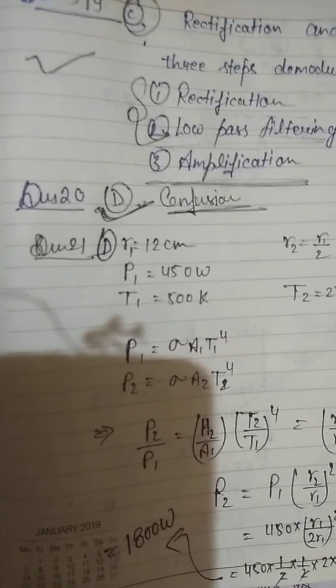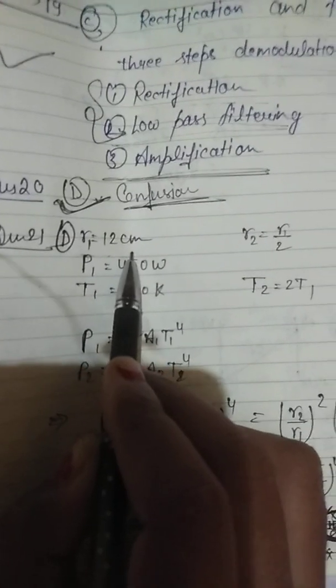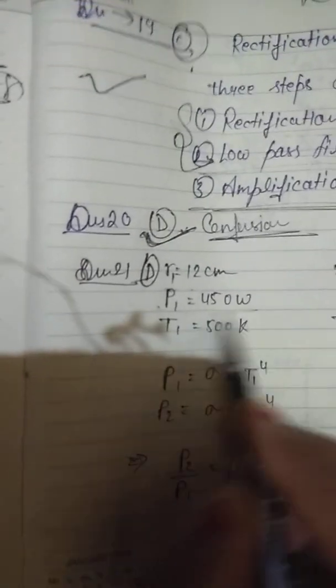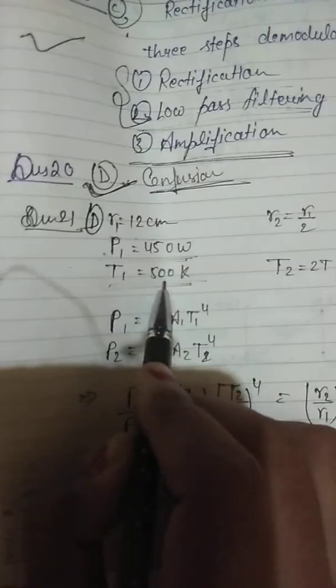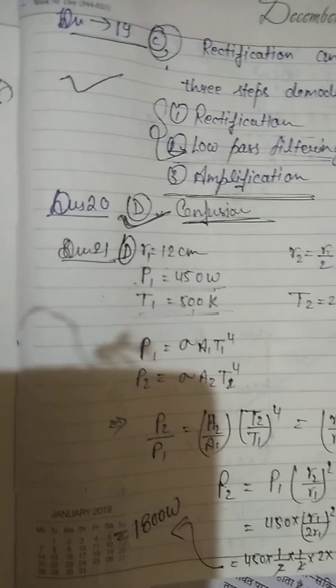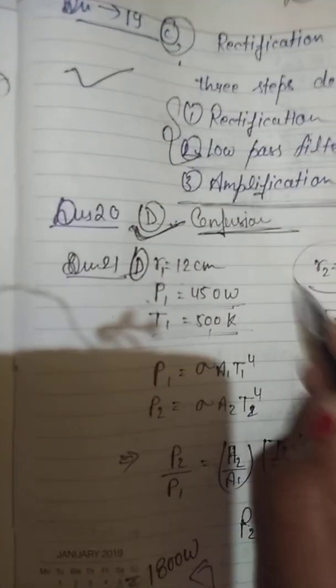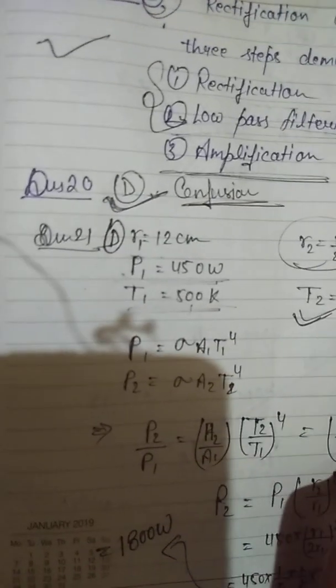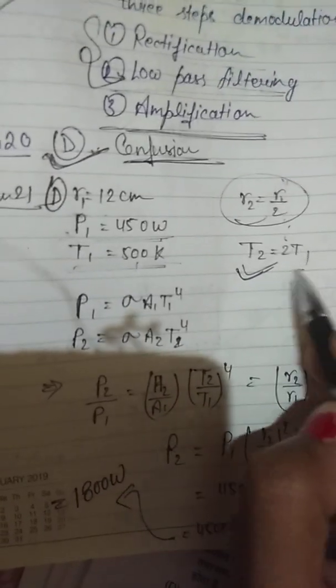Question number 21. A spherical body with radius 12 centimeter radiates 450 watt. It means first the power is given, 450 watt, at 500 Kelvin, which means first the temperature has been given, 500 Kelvin. Now it is said in this question, if the radius were half, it means the second radius will be half of the first, so R1 by 2 I have written, and the temperature doubled, it means the second temperature is double of the first, so at the place of T2 we can write down 2T1.